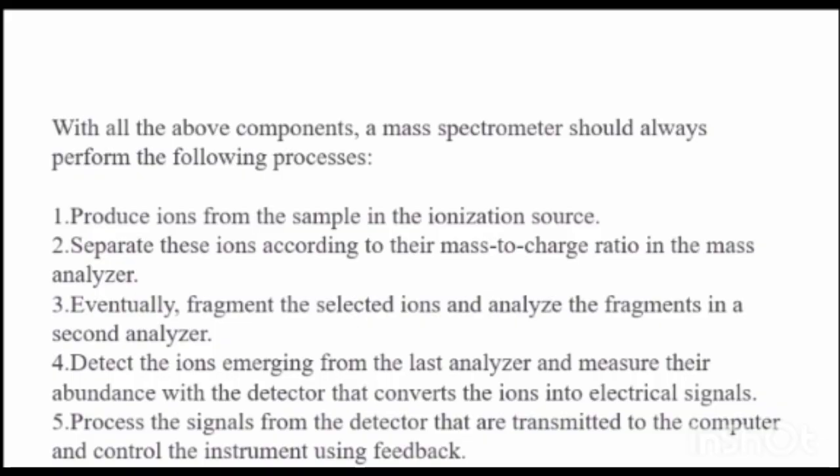With all the above components, a mass spectrometer should always perform the following processes. First, produce ions from the sample in the ionization source. Then separate these ions according to their mass to charge ratio in the mass analyzer. Eventually, fragment the selected ions and analyze the fragments in a second analyzer. Then detect the ions emerging from the last analyzer and measure their abundance with the detector that converts the ions into electrical signals. Then process the signal from the detector to the computer and control the instrument using feedback.